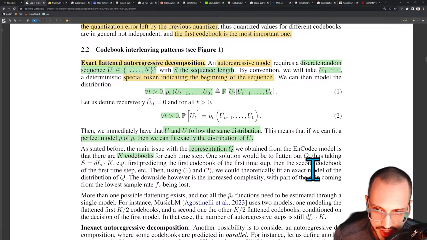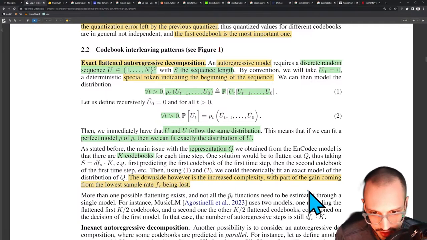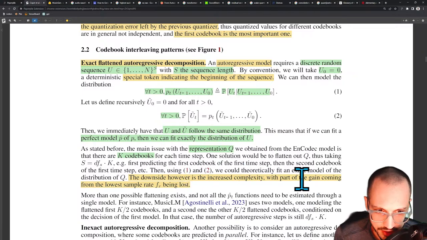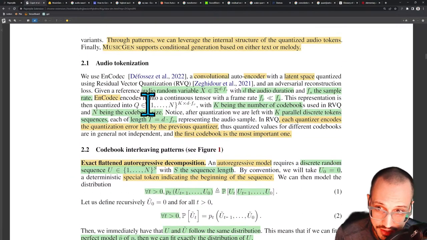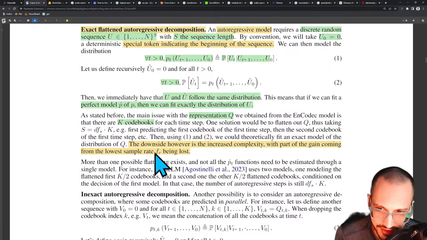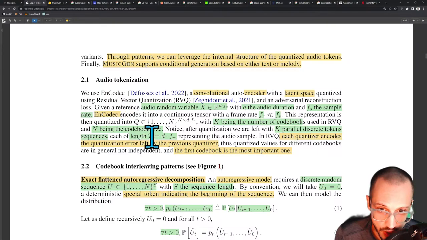We could theoretically fit an exact model of the distribution of Q. The downside is the increased complexity, with part of the gain coming from the lowest sample rate being lost. Yeah, so if you have to predict from one codebook and then use that to predict from the next codebook and then use that to predict from the next codebook, you're going to be doing a bunch of extra computation, and they're like, it's probably not worth all that extra computation. Like, the whole point of using these codebooks and this audio encoder is that you can abuse the fact that the sample rate of the sequence of audio tokens is way lower than the sample rate of the raw audio waveform, right?